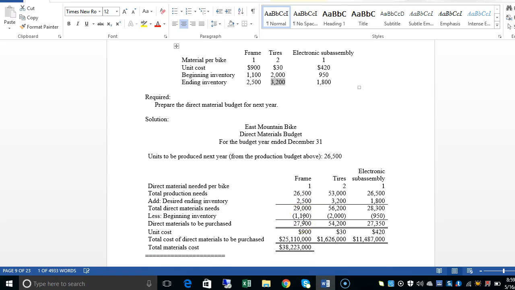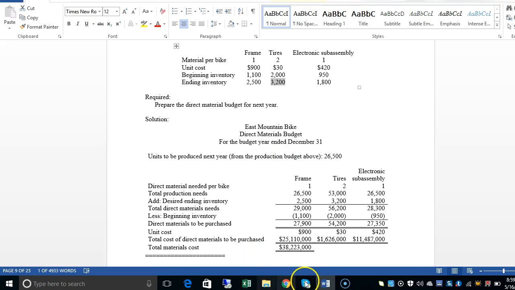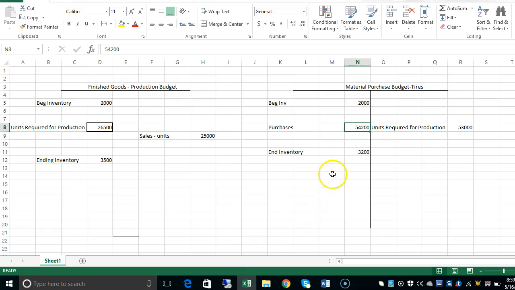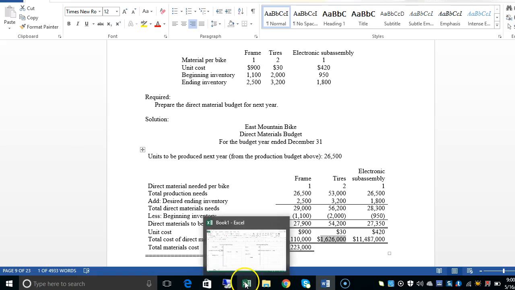The problem tells us that the cost of the tires are $30. So in dollar terms, this 54,000 has to be multiplied by $30. And there's our answer. The cost of the materials will be $1,626,000.